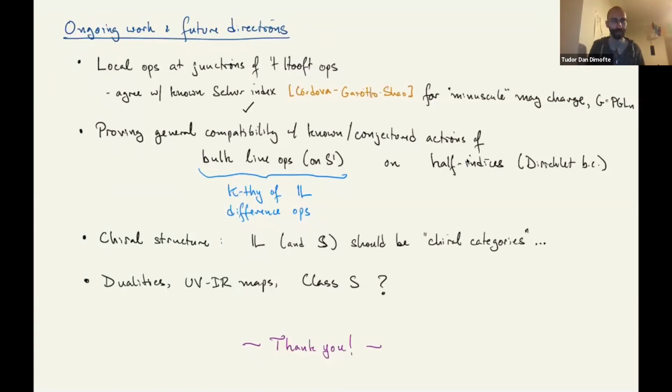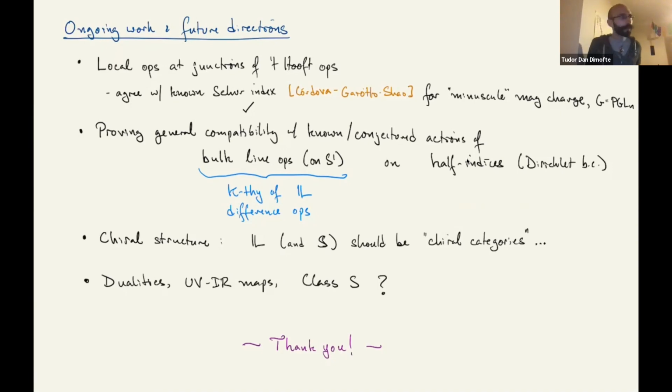And just to finish up, we can also, in fact, fairly easily compute local operators at junctions of 't Hooft lines or Wilson lines or whatever. Wilson lines is easy, but 't Hooft lines is quite non-trivial. So we can get the vector spaces of these operators at 't Hooft lines, and they have the right indices, which were written down by Cordova, Gaiotto, and Shao.